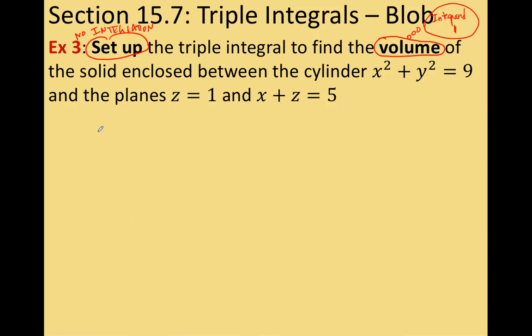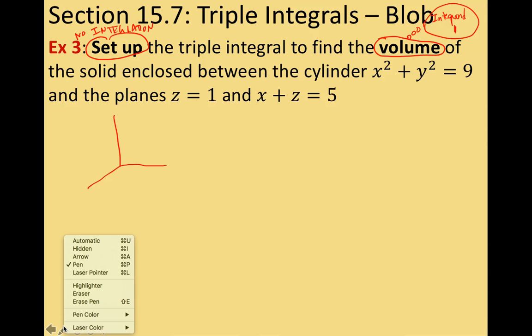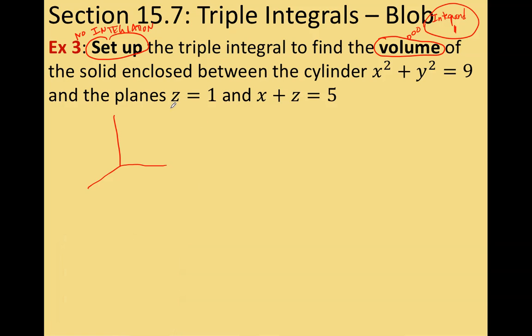So what do I have here? Now, I do have a picture of this, but I'm going to show you that you can figure out what you're doing even if you're as bad of an artist as I am. So the first thing I notice here is that I'm given a plane z equals 1. I have another plane. That one was in terms of z. I think I'll get this one in terms of z.